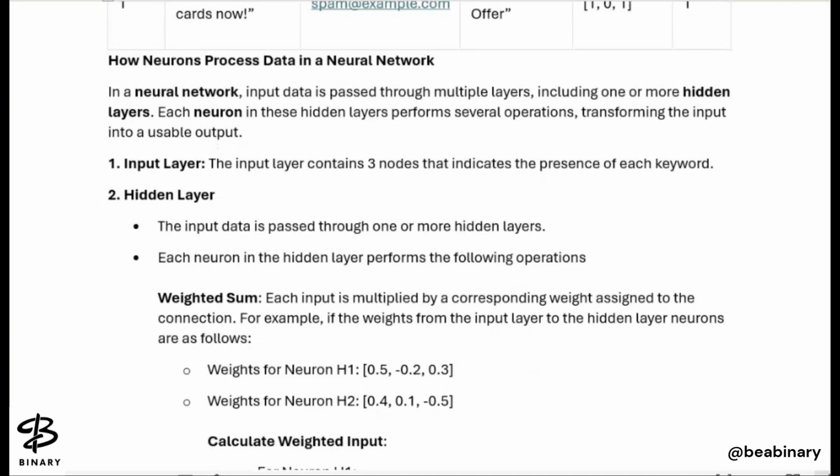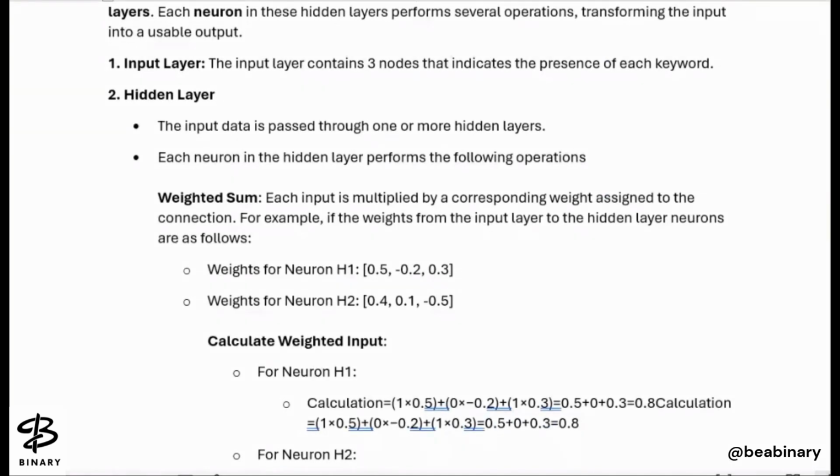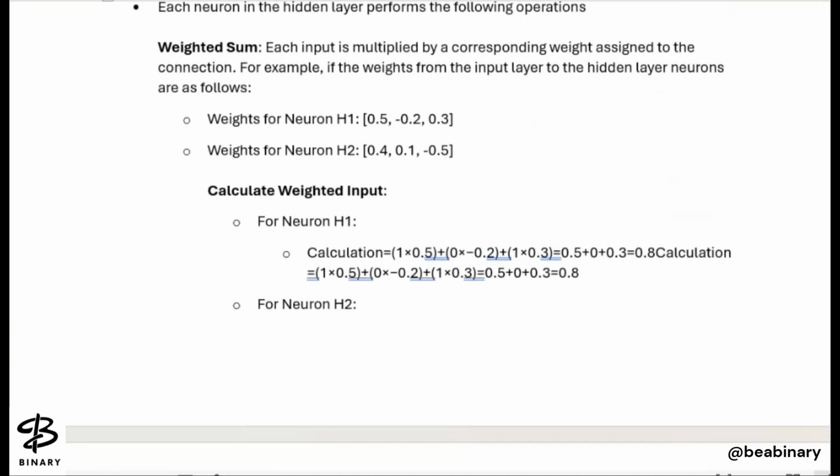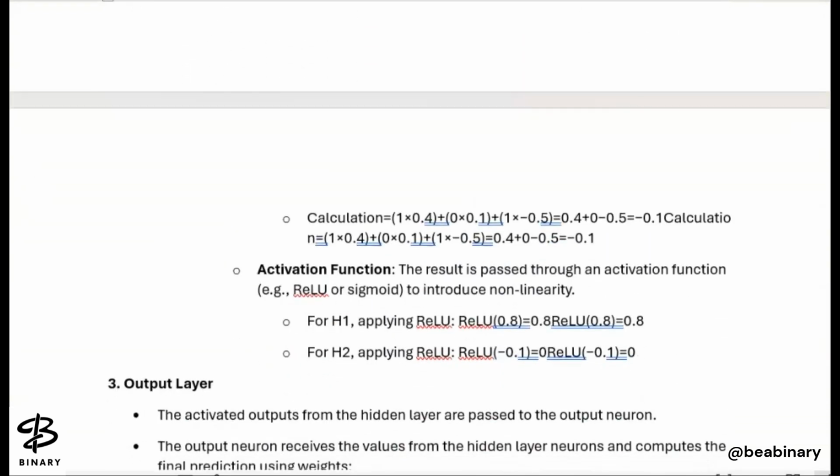Weights for the neurons: H1 is 0.5, minus 0.2, 0.3, and the weights for the neuron H2 are 0.4, 0.1, minus 0.5. Let these be the weights from the input layer. Now calculate the weighted input. So we have calculated here for H1 it is 0.8 and for H2 it is 0.1.